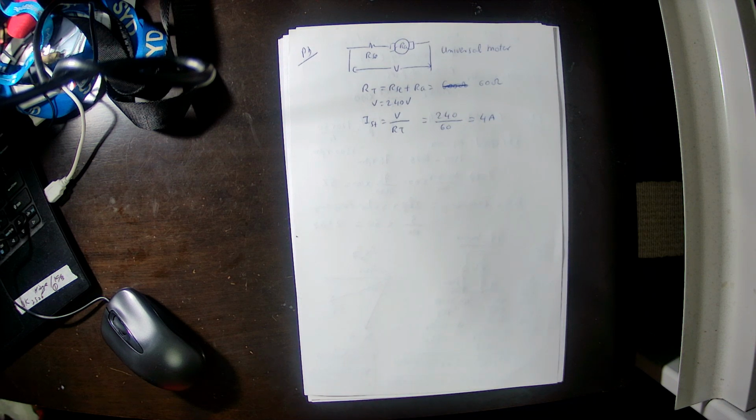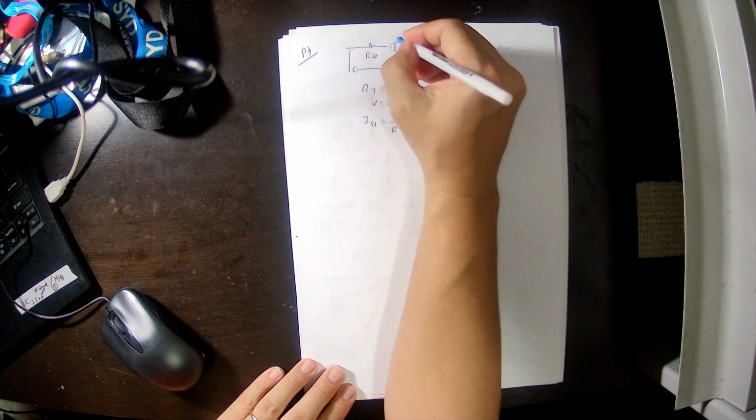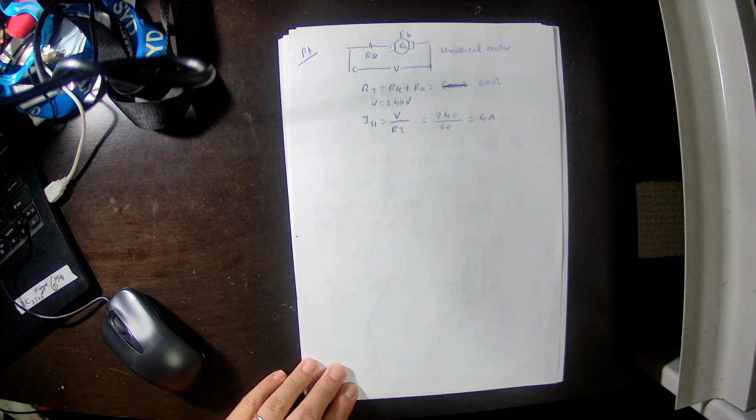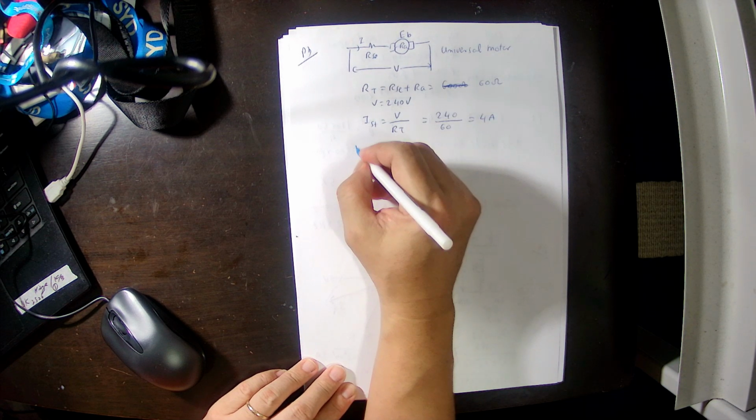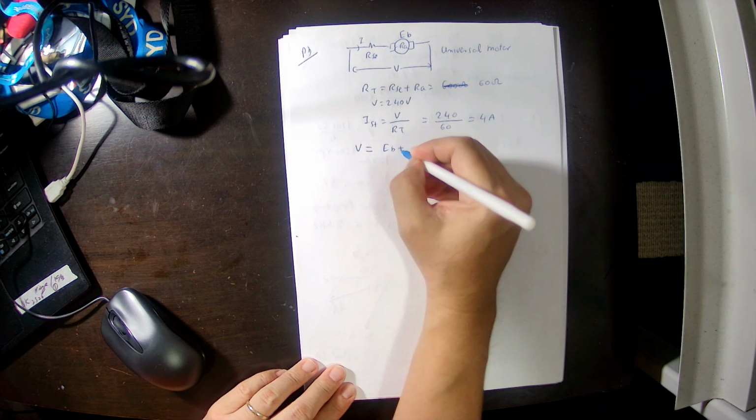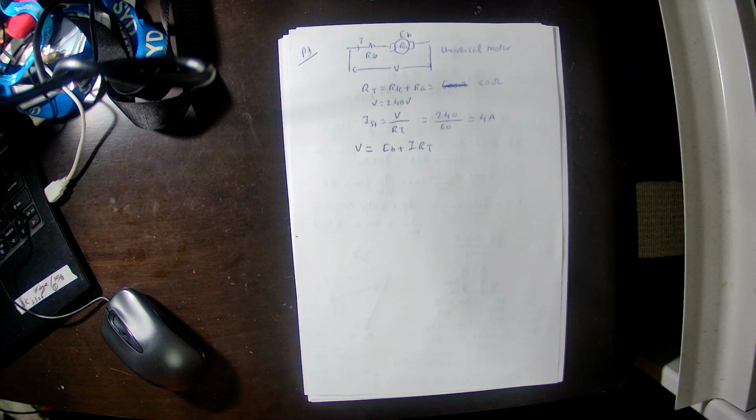Then we have to calculate the current taken by the motor when the armature back EMF is 120 volt. This means that the motor also produces the back EMF EB. In this case, we write down the equation V equals EB plus I into RT. Firstly, we think about the starting condition. There is no back EMF. Therefore, the full voltage of 240 volt is across the motor. Therefore, the motor current equals the supply voltage divided by the total resistance.